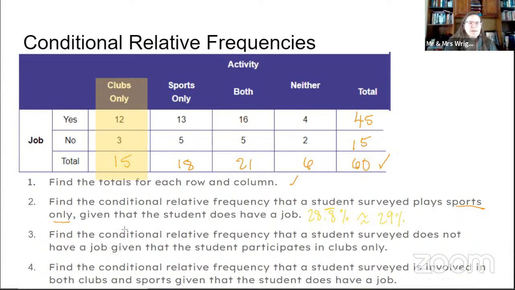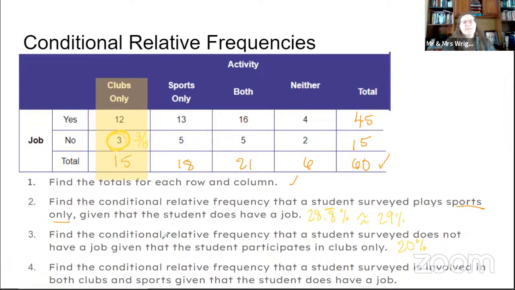Now that we've covered all that up, we want to find the conditional relative frequency that a student surveyed does not have a job. Does not have a job. And so that means we're going to look at this number 3 right here. Okay, so 3 divided by 15. So we took 3 and we divided by the total in our column that's highlighted here. So 3 divided by 15, so that's 20%.